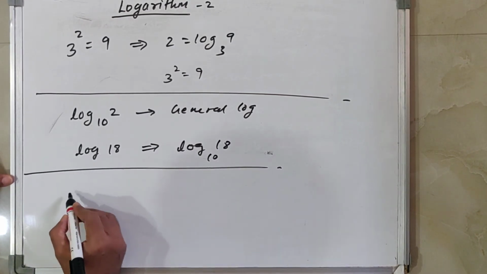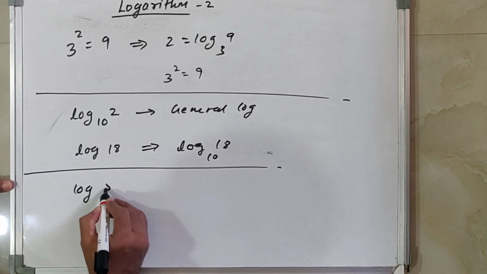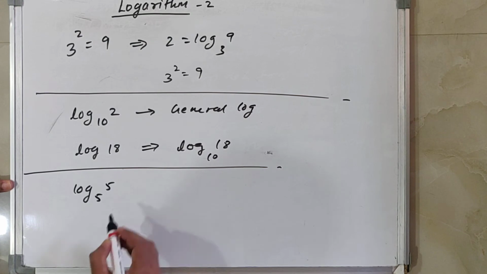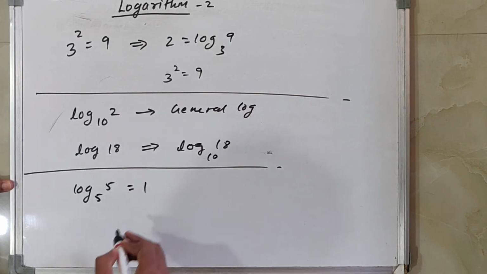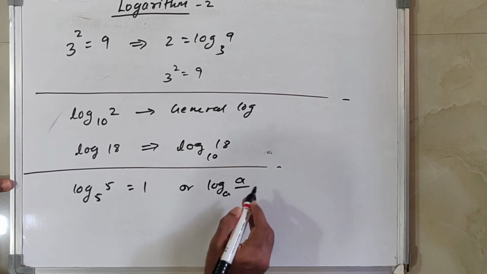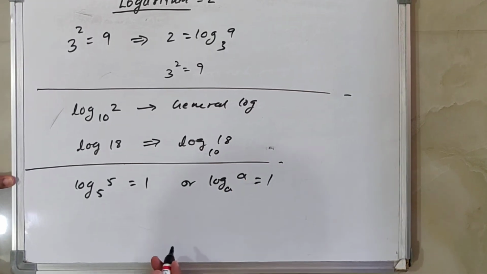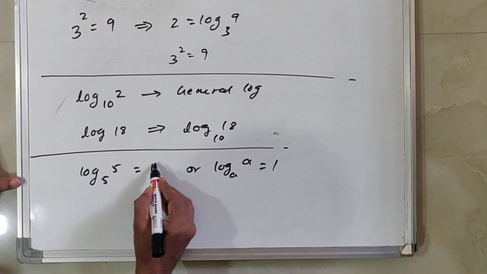And the third thing is that if I have the same base and same number, log 5 to the base 5, it will always equal 1, or log a to the base a, this will always equal 1. How do I get this? Let's understand this.